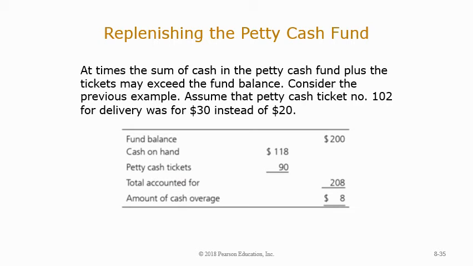At times, the sum of the cash in the petty cash fund plus the tickets may exceed the fund balance. Consider the previous example. Assume that petty cash ticket 102 for delivery was $30 instead of $20. So we had $200 in there, cash on hand is $118, and petty cash tickets totaled $90. Now we are over by $8. So let's look to see what we have to do about that $8.